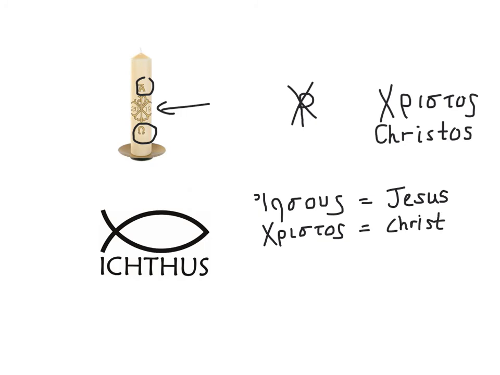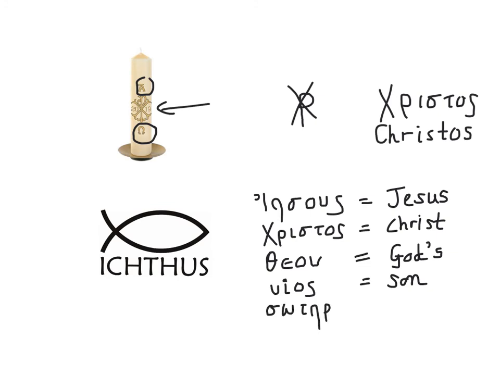The next word I'm going to give you is theou, theta. Theou is actually a word in the genitive case. If that's something you've met in your other studies, then you'll know that it's often translated in English with an apostrophe S. So theou means God's. Then huios means son. And the final word here is soter, and soter means saviour.